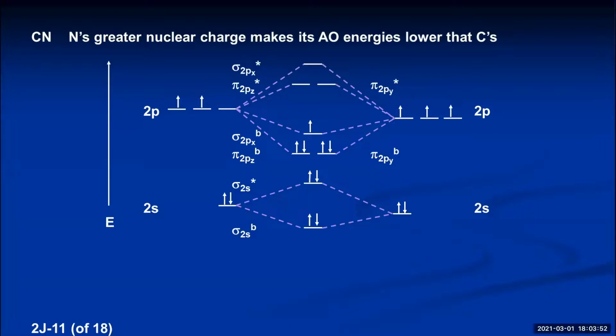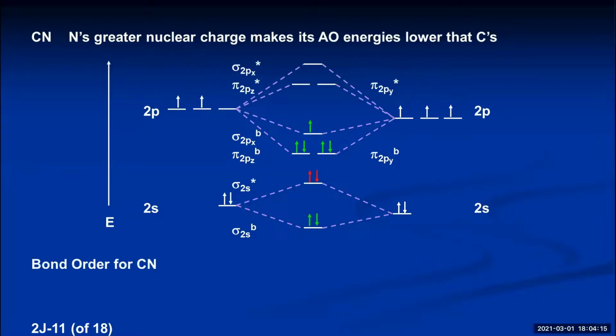All carbon atoms have 4 valence electrons. All nitrogen atoms have 5 valence electrons. So in this diatomic molecule, you're going to have 4 plus 5, 9 valence electrons. I've placed them in the molecular orbitals from most stable to least stable. The electrons I've colored in green are in the bonding molecular orbitals, and the ones that are signified in red are in the anti-bonding orbitals.